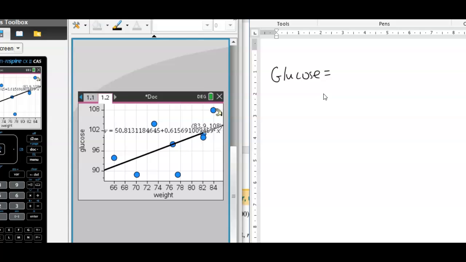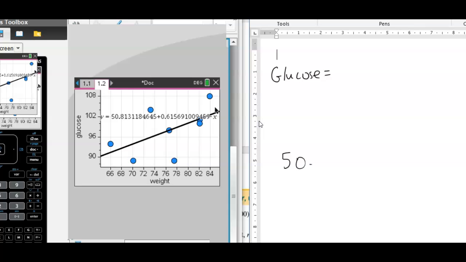So let's just write the numbers down. So we've got 50.813118, and it's going to keep going. 3 significant figures means we look at the first 3 numbers. So it's not 3 decimal places, it's significant figures. So that's 1 significant figure, 2 significant figures, 3 significant figures.